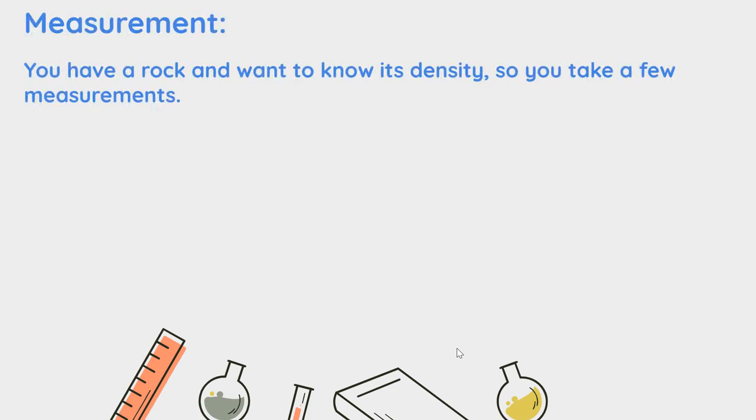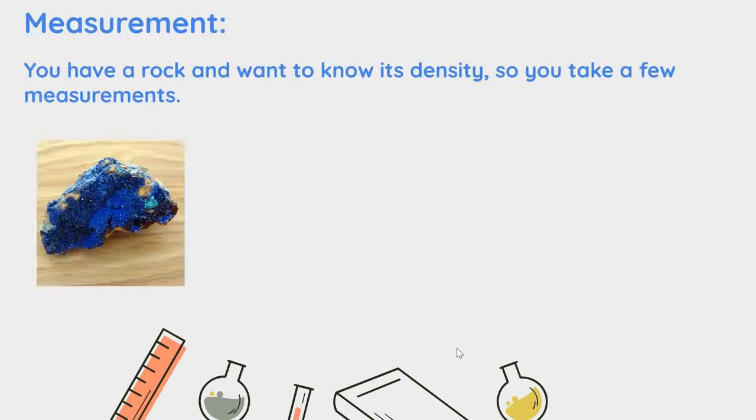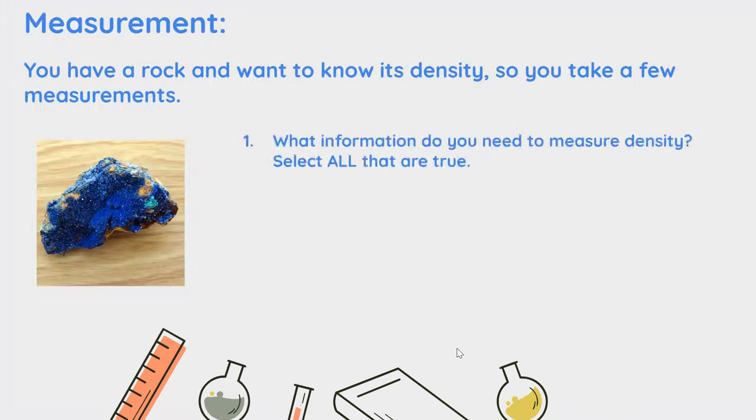Next, we have a rock and we want to know its density. So you take a few measurements. First off, we want to find density, so what information will we need? Select everything that is true.